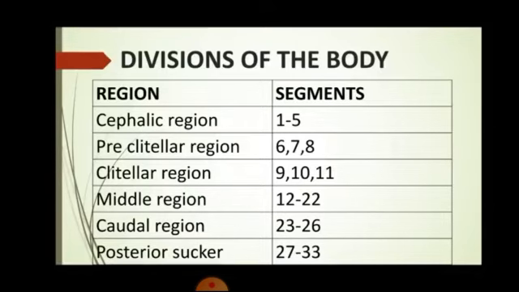The 6th, 7th and 8th segments are called the preclitellar region. The 9th, 10th and 11th segments are called the clitellar region. Segments 12 to 22 are called the middle region. Segments 23 to 26 are called the caudal region. Segments 27 to 33 are called the posterior sucker.